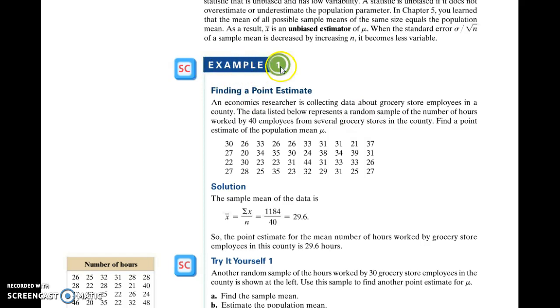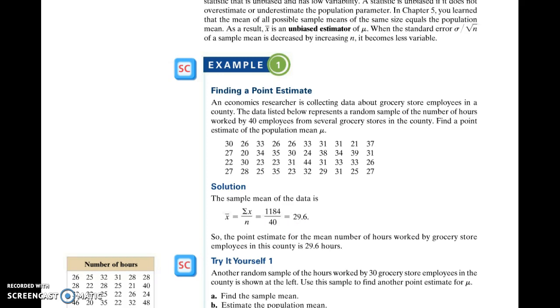Going through example 1 in the book, it's on page 298. Someone's trying to find the mean number of hours worked for all the grocery store employees in a county. And rather than try to get a hold of every single grocery employee, we're just going to look at a sample of 40 employees. And here's how many hours the 40 people in the sample worked. And so we can find the mean, the average of those 40 people. And we do right here. X bar, the mean of our sample, is 29.6. And so that would be our point estimate for what the mean is for the actual population of all grocery store employees.